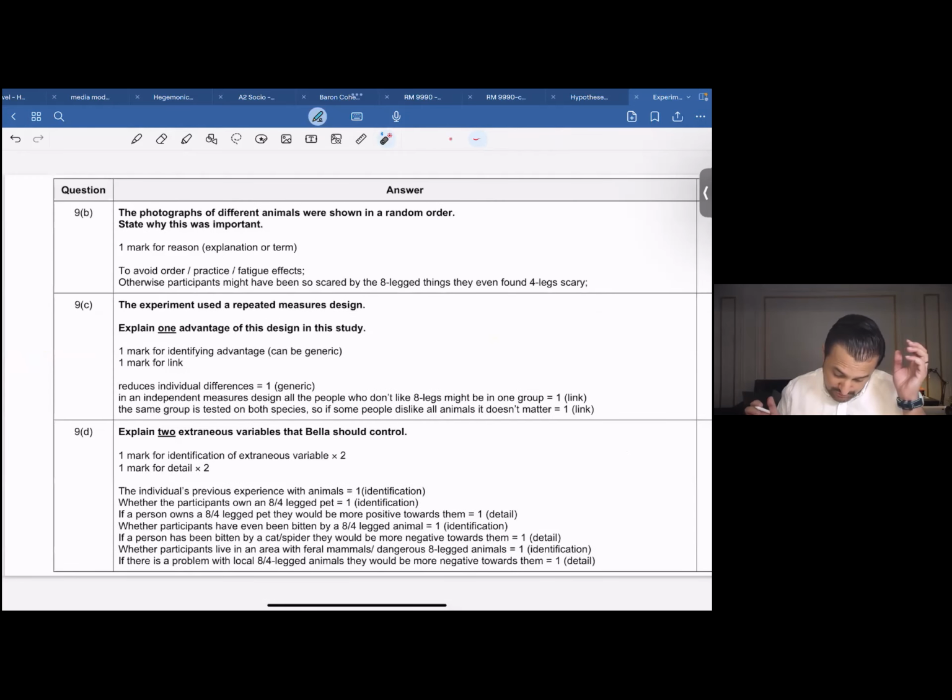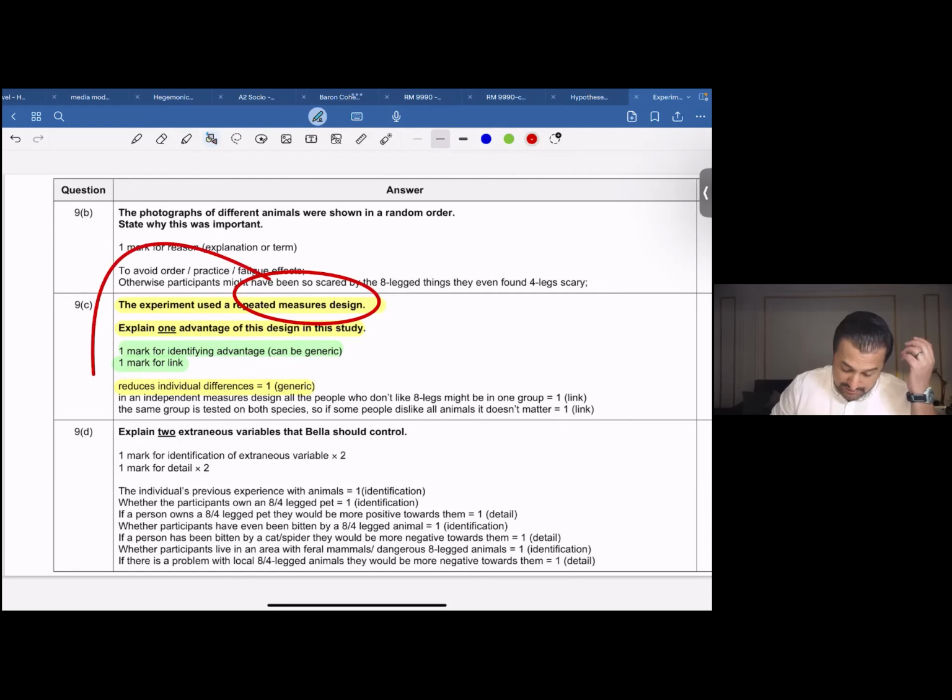Moving on to the question, this says, the experiment used a repeated measures design. Explain one advantage of this design in this study. So you get the first mark for putting down the advantage, the second mark for linking it. Now, a repeated measures design, remember, is when the same participants are made to go through different experimental conditions.